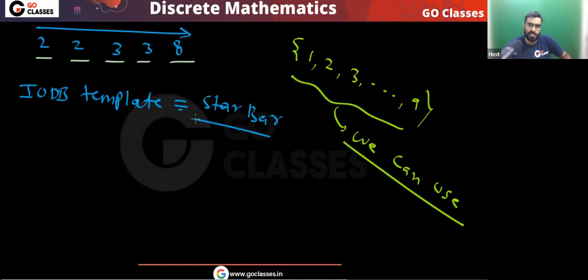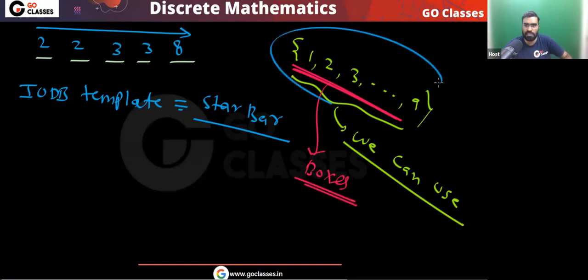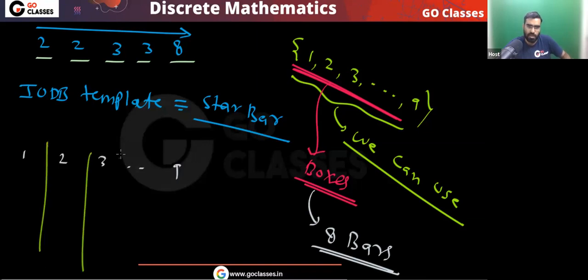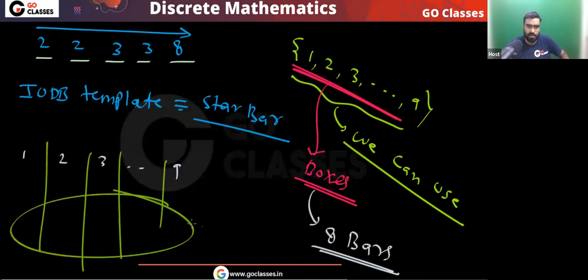But here, who are the stars and who are the bars? Here, these digits are the boxes. If you have 9 boxes, then how many bars? Total 8 bars, total 8 boundaries. You need total 8 boundaries.